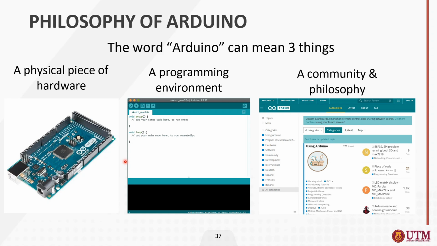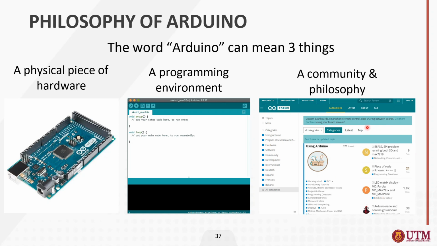Right, so the philosophy of Arduino. Arduino can actually mean three things. Either it is a physical piece of hardware, so this is the Arduino Mega, or it is a programming environment, so this is the Arduino IDE, or it can be a community and philosophy, which is the Arduino Forum. So basically any problem regarding Arduino is discussed inside the Arduino community.